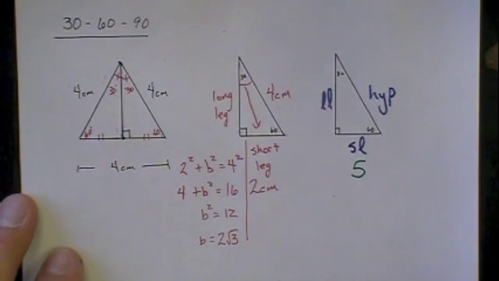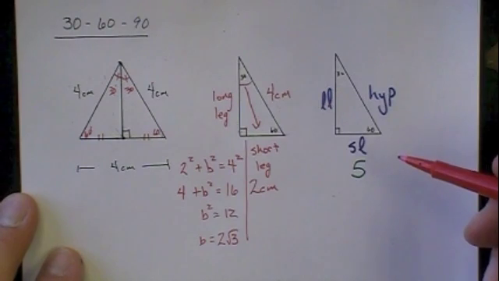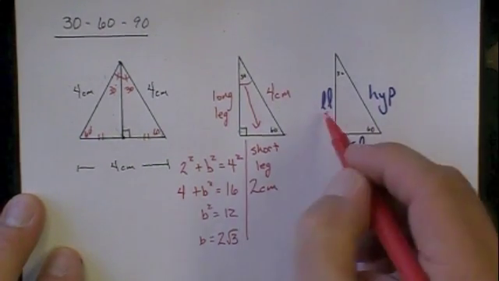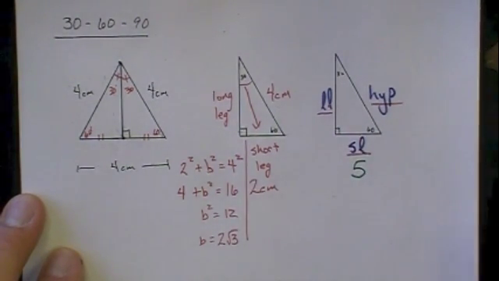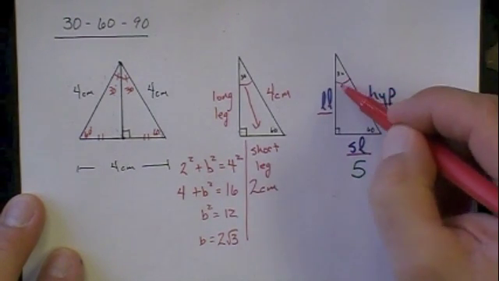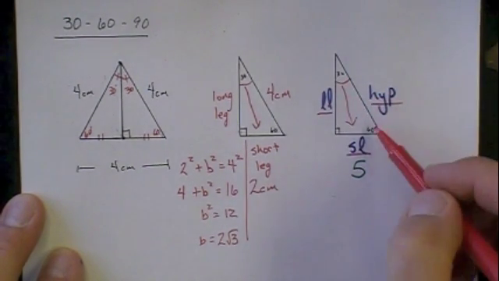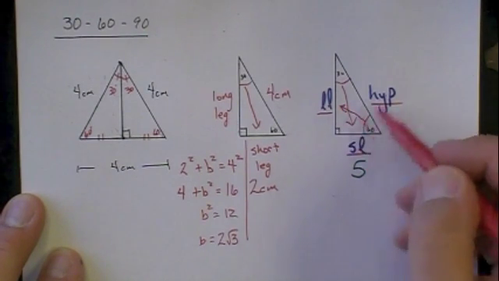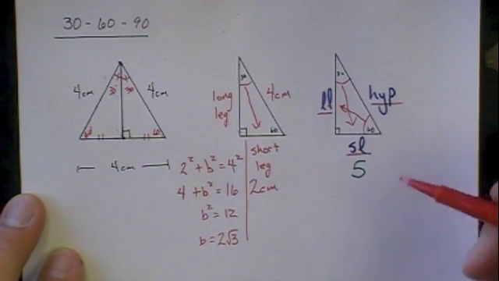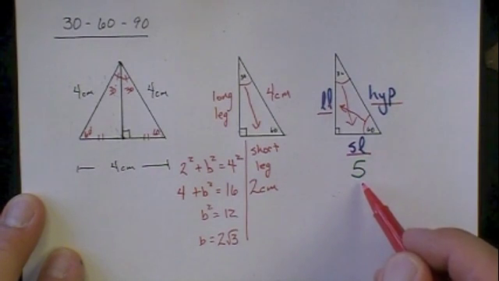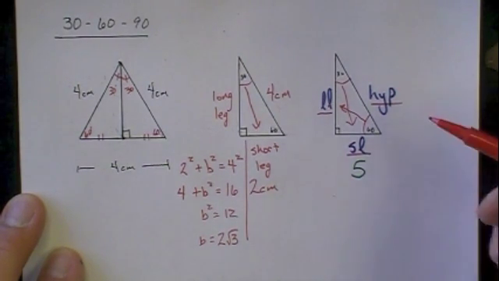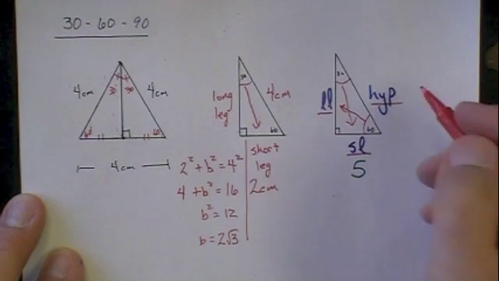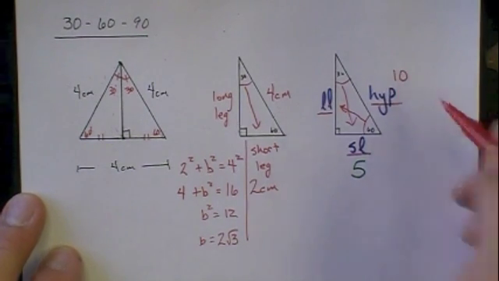Now the first thing we want to do with any 30, 60, 90 triangle is identify short leg, long leg, and hypotenuse. Remember, the short leg is always opposite the 30 degree angle, the long leg is always opposite the 60 degree angle, and the hypotenuse, of course, is always opposite the right angle. So if we're given the short leg is 5, then we would know that the hypotenuse would have to be double that. So the hypotenuse is 10.